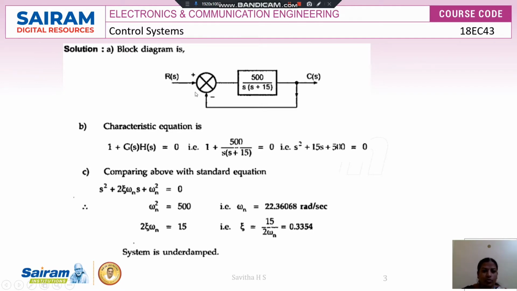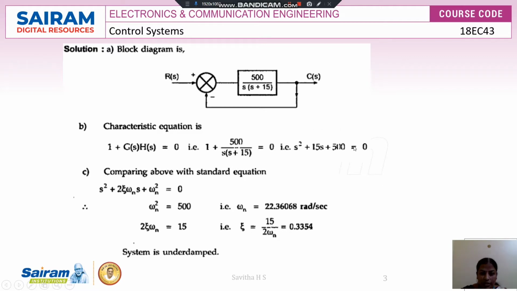So we'll write the closed loop function like this. It is negative feedback. So the characteristic equation is 1 + G(s)H(s) = 0. So 1 + 500 / (s(s + 15)). If I cross multiply and take the LCM, I'll get s square + 15s + 500.